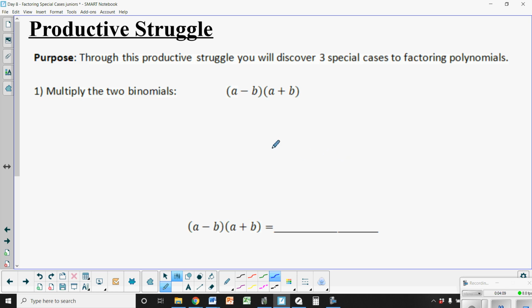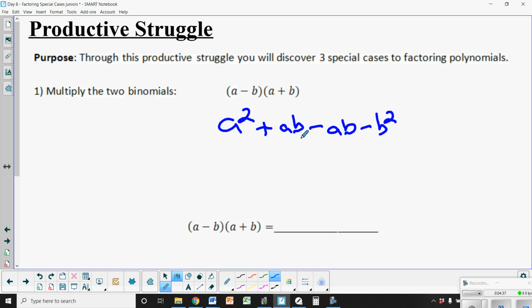All right, so we're back. So when we're multiplying 2 binomials, a times a is going to be a squared. And a times b is going to be plus ab. And then negative b times a is going to be negative ab. So we'll write a first in that. And then negative b times positive b is going to be negative b squared.